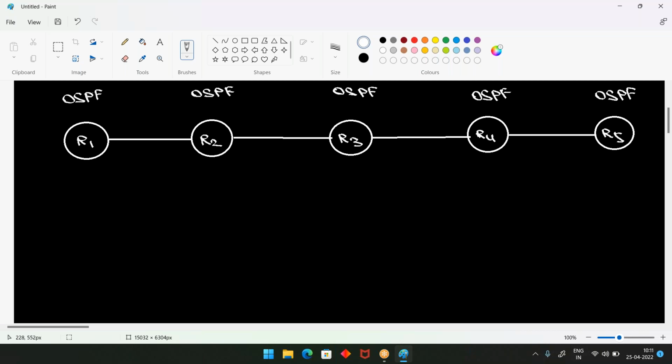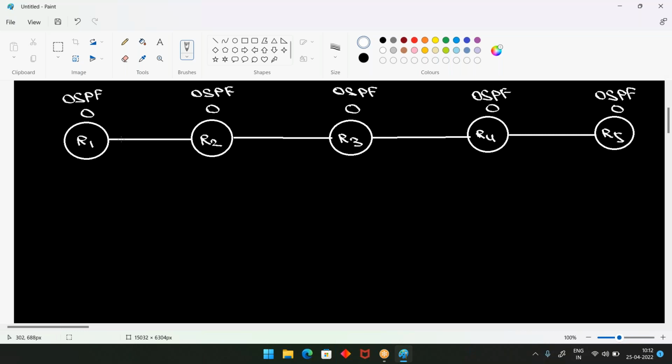In this R1 router, I can configure OSPF area 0. In R2 also I can configure OSPF area 0. In R3, R4, and R5 also I can configure OSPF area 0. In these 5 devices, I configure the OSPF protocol area 0. Now tell me, do these 5 devices belong to a single area?